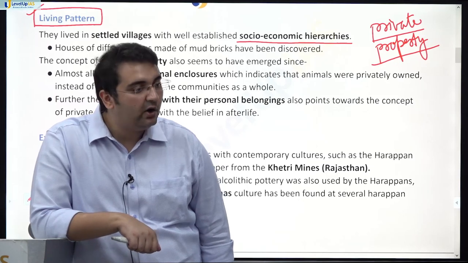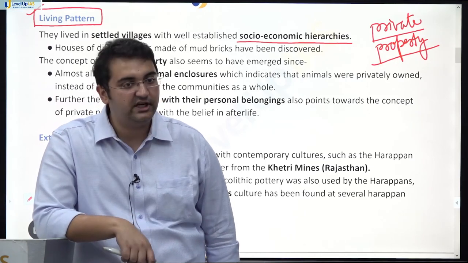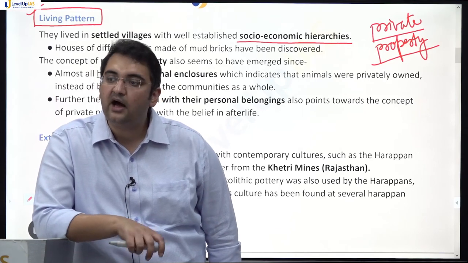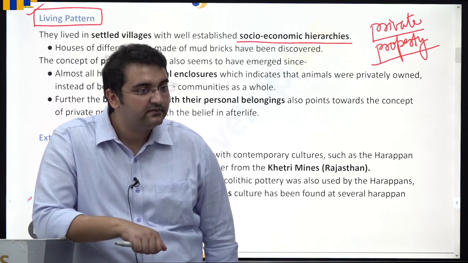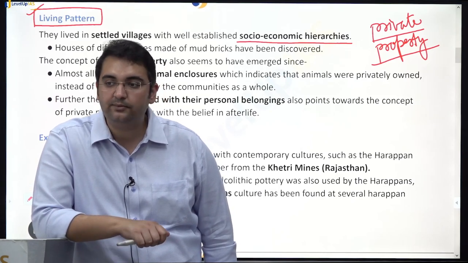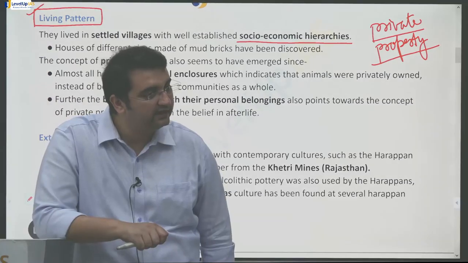A few of the houses in some of the larger settlements are circular in shape, while the majority of the houses are rectangular in shape. What do you think this indicates? Is circular house kiska hoga? Common people ka ya fir ruling class ka? Probably belongs to the ruling class.